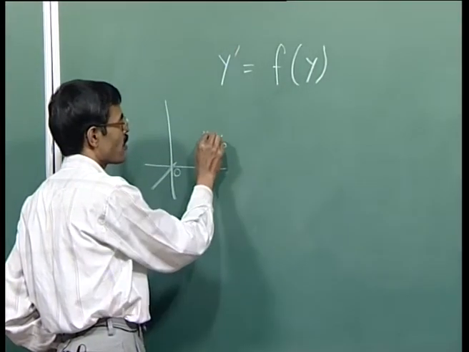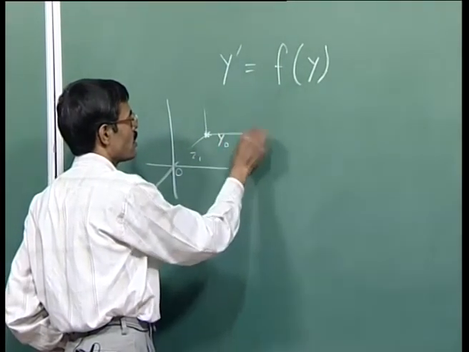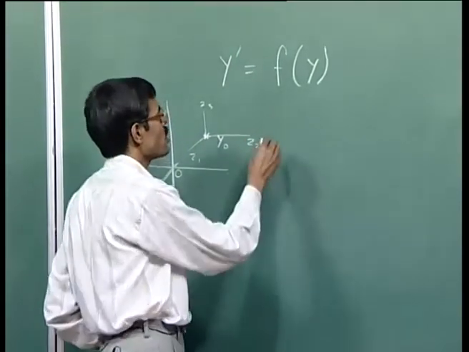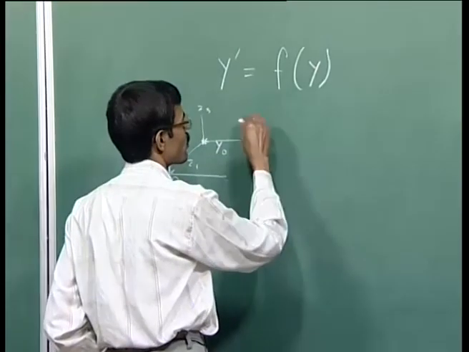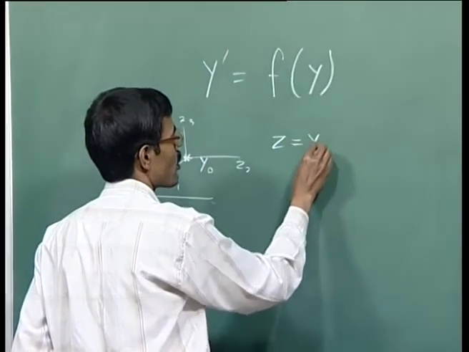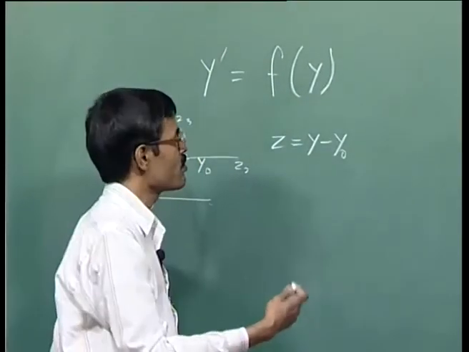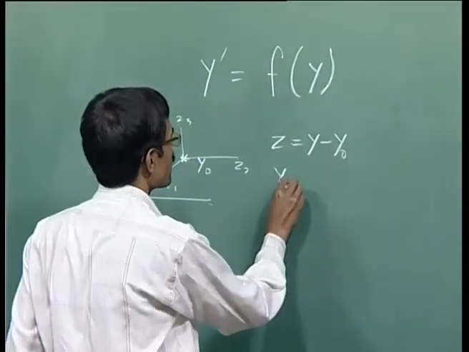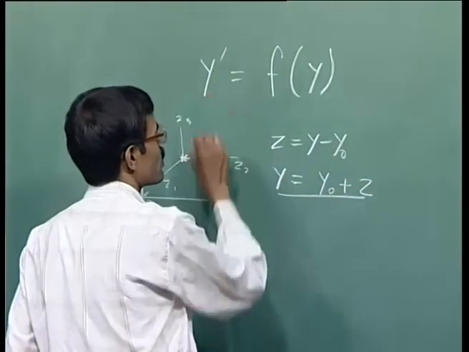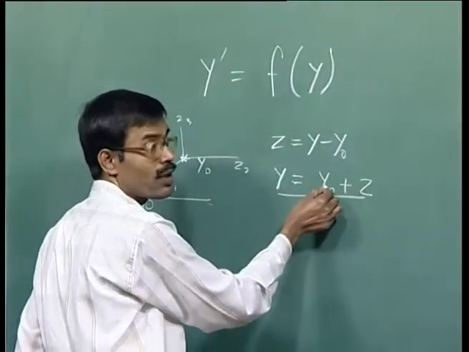Now, if we shift the frame of reference here and say that this is z 1, z 2, z 3, and our new set of coordinates of the state space is z, that is z 1, z 2, z 3, then we say z is y minus y 0. Then we want to find out what is z prime. So, y is y 0 plus z, we insert this here. So, if y is y 0 plus z, then y prime is same as z prime, y 0 is constant.